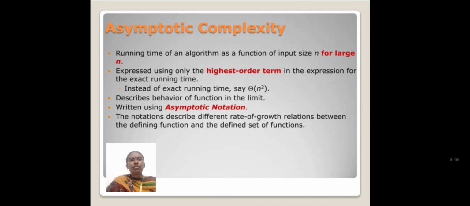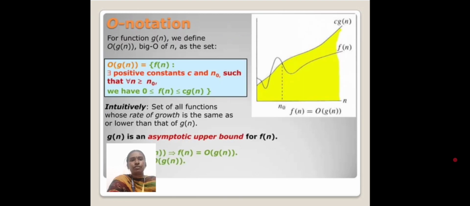Then the running time of an algorithm as a function of input size n for large n is expressed using only the higher order term in the expression for the exact running time. Instead of the exact running time, say big O of n square. We describe the behavior of functions in the limit using asymptotic notation. The notation describes different rates of growth relations between the defining functions and the defined set of functions.